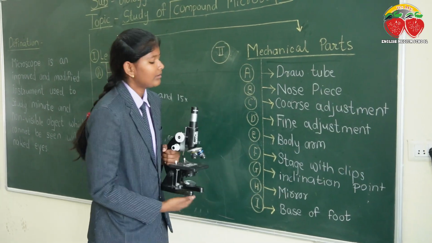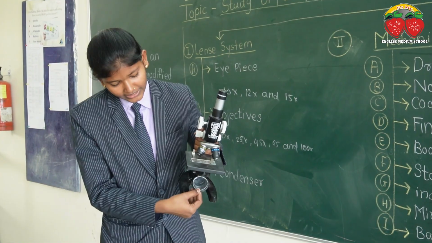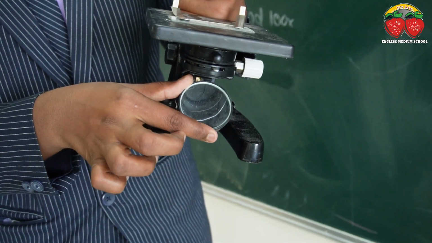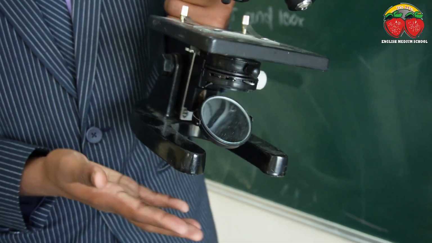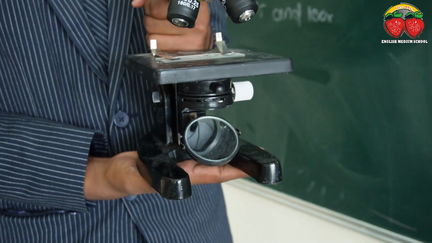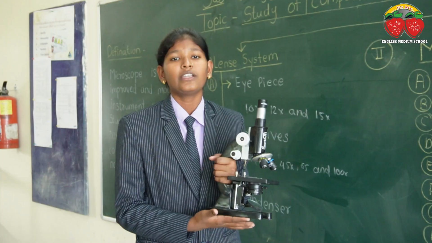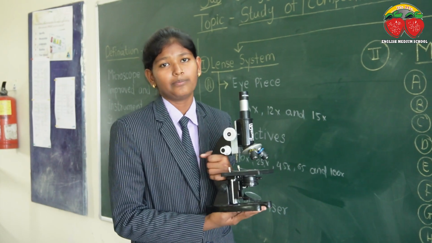Eighth is the mirror. Mirror is of concave and plane type. Concave is used for lower and high power magnification. Now last is the base or foot. It is horseshoe shaped.